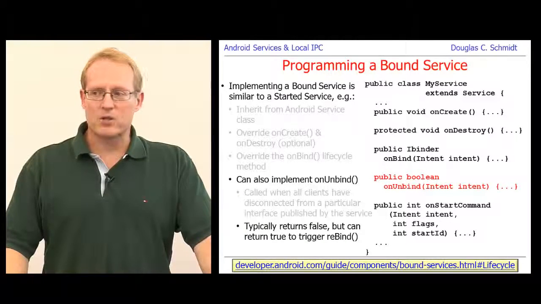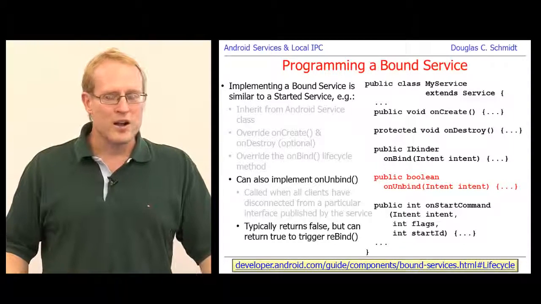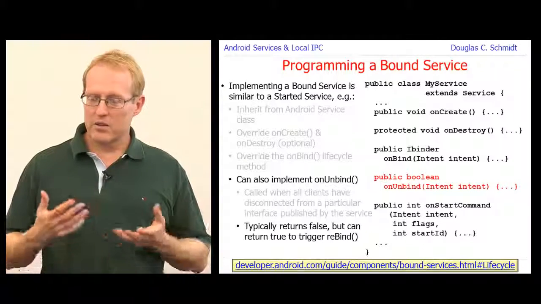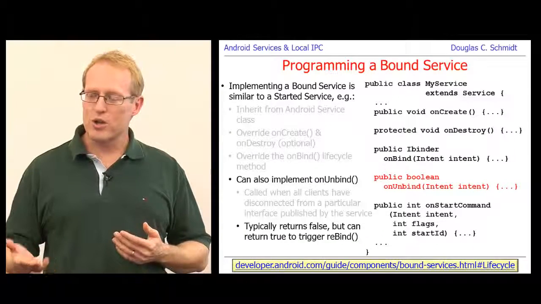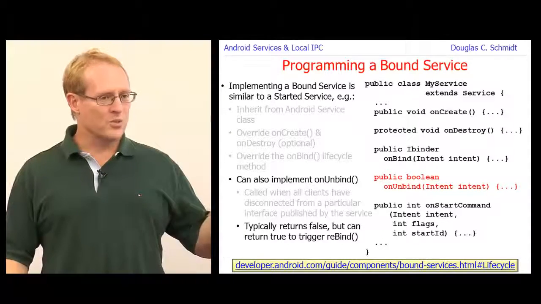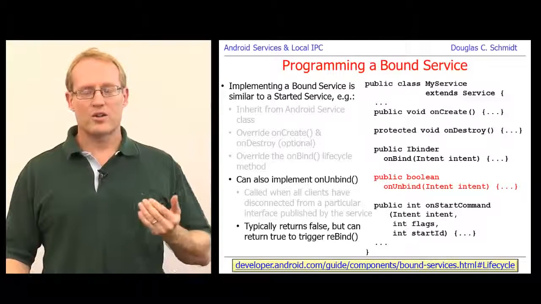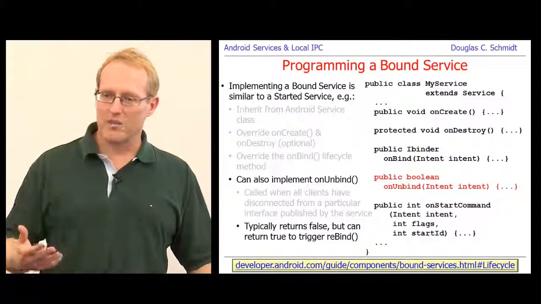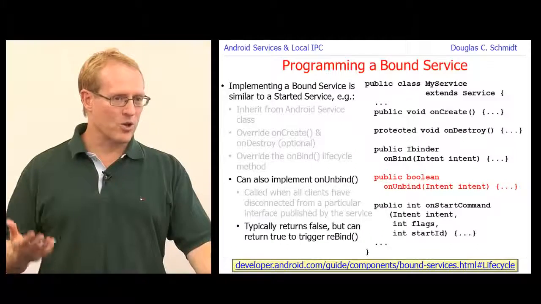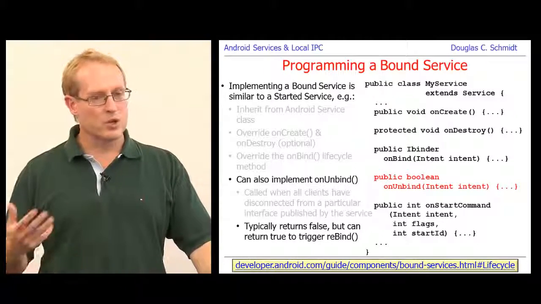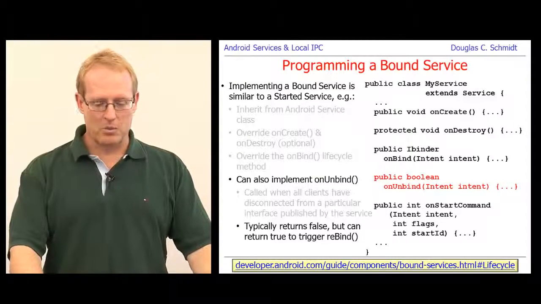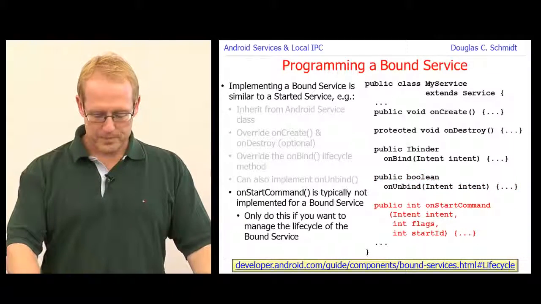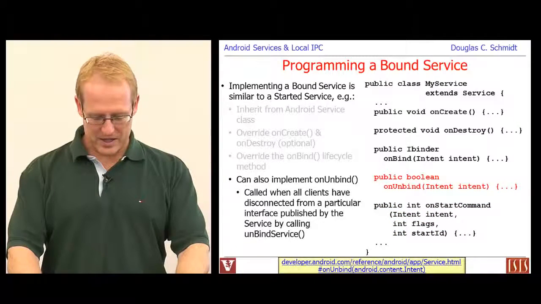Typically, the onUnbind method returns false, but there are some circumstances where you might want it to return true if you're trying to manage the ownership and the life cycle of the bound service. And if you return true from onUnbind, then the next time you bind to that service, it'll call onRebind rather than onBind. So there can be situations where you don't want to start over again. You want to be able to rebind because you're managing the life cycle. And if you take a look at the link at the bottom of this page, it goes into a bit more detail about why that's the case.